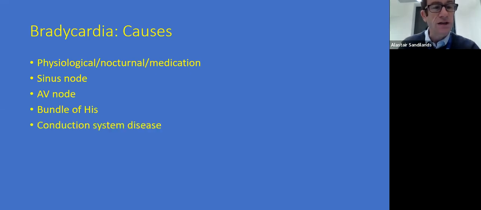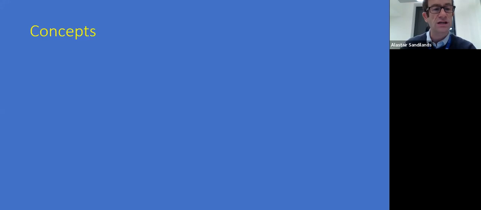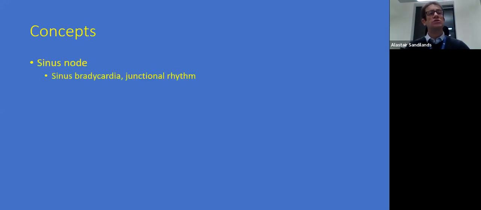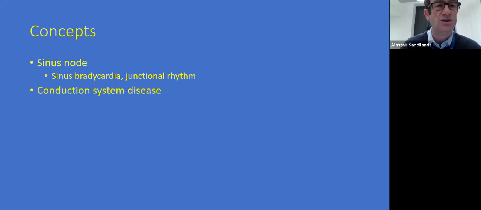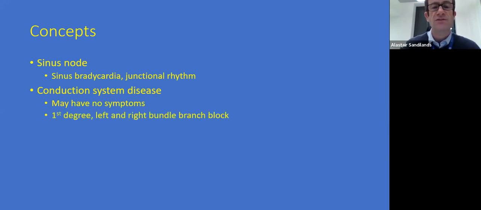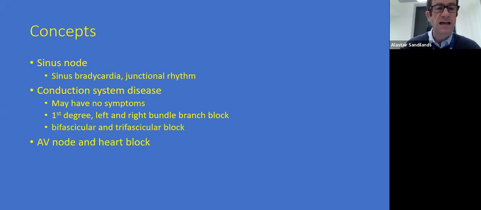So I've sort of alluded to that with the bundle of His. There can be pre-existing conducting system disease, such as left bundle branch block or right bundle branch block with either bifascicular or trifascicular block. I'll talk about that in more detail in a minute. Okay, we've talked about the concepts of sinus nodes, sinus bradycardia, junctional rhythm, conducting system disease, where they may have no symptoms. This could be first degree, left and right bundle branch block, bifascicular, trifascicular block, an AV node, and complete heart block.